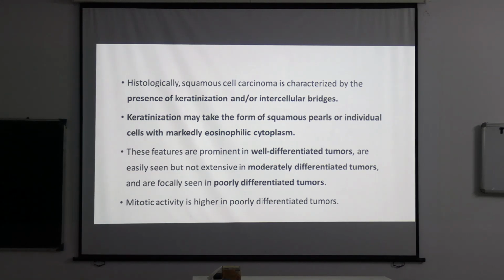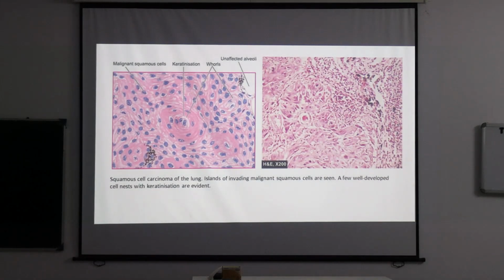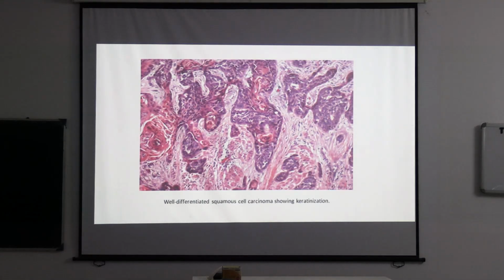It means that if keratin pearls are present, we call it a well-differentiated tumor. If they are present in few numbers, it is a moderately differentiated tumor. If they are absent or minimally present, it is called a poorly differentiated tumor. This is the keratinization or keratin pearl. These are the malignant squamous cells. These are the keratin pearls. It is a well-differentiated squamous cell carcinoma. You can see these are all malignant squamous cells.